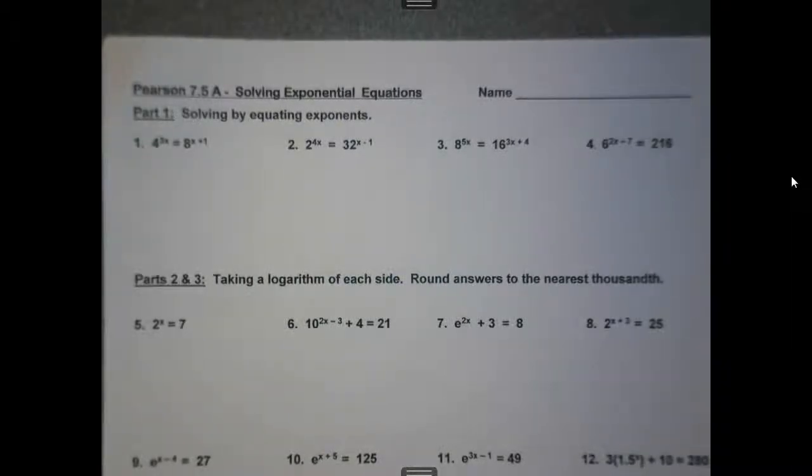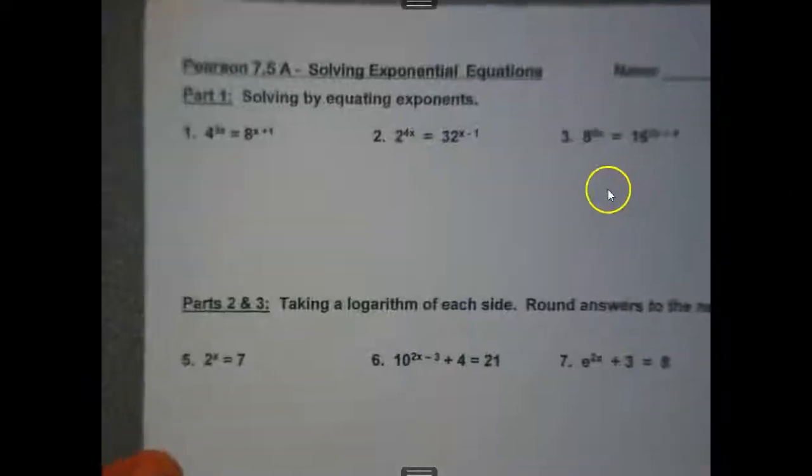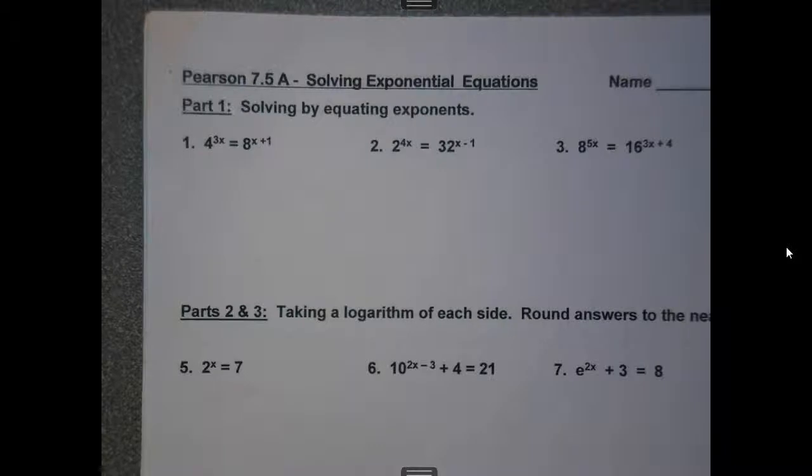So we have some exponential equations. We have 4 to the 3x equals 8 to the x plus 1. Now, these are powers, so these are exponents, right? 3x and x plus 1. How do we undo exponentials? How do we do what undoes exponents? No. Logs.